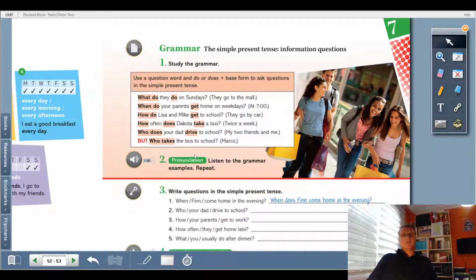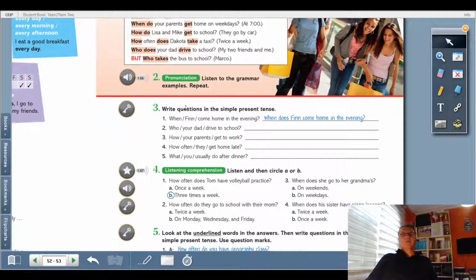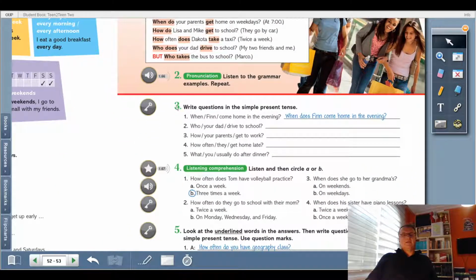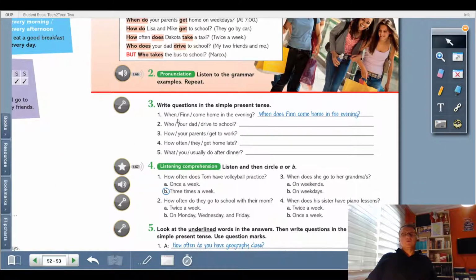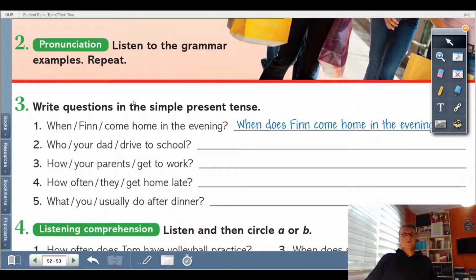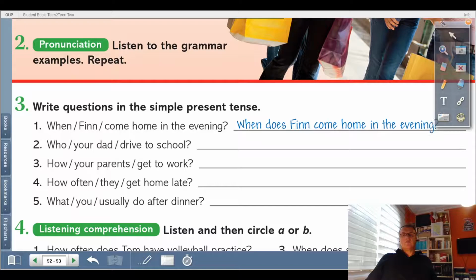Yes, the listening is finished. I'm in the pronunciation section for the grammar. Now you're going to write questions in the simple present tense. Open your books and look at this exercise in Unit 7, Grammar, Exercise 3. You're going to write questions in the simple present tense, okay?